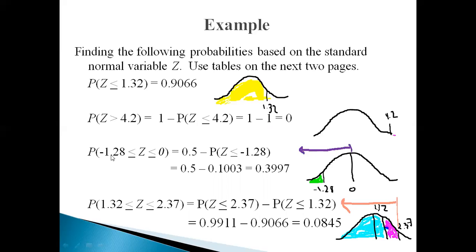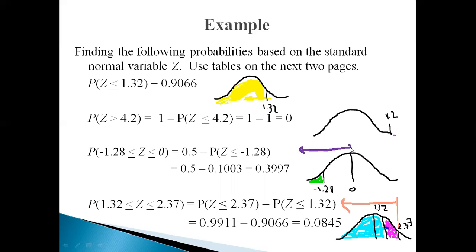Now, between negative 1.28 and 0. Okay, well, again, I'm going to draw my picture, and here's 0. We know that. That's the mean. And we're going to have negative 1.28 over here somewhere. And we want to have the white area here, basically, between the two. Well, how do we do that?